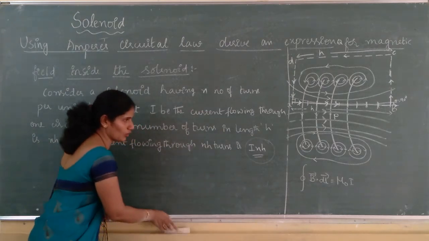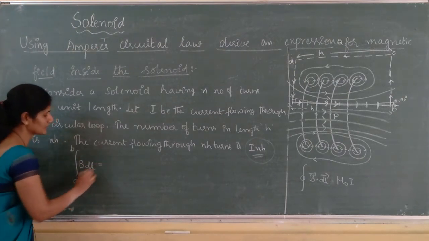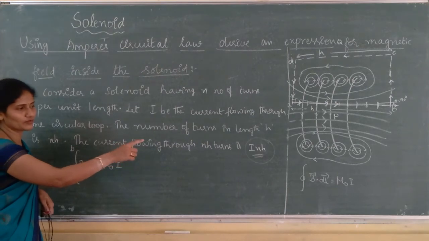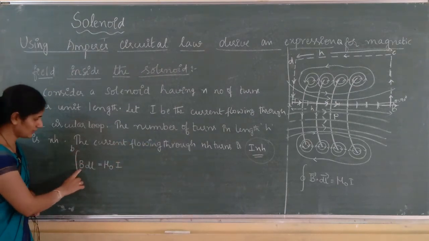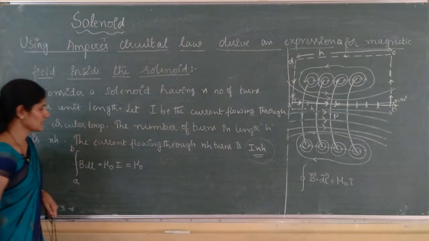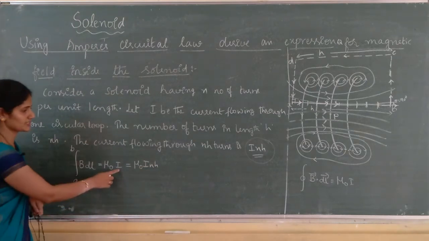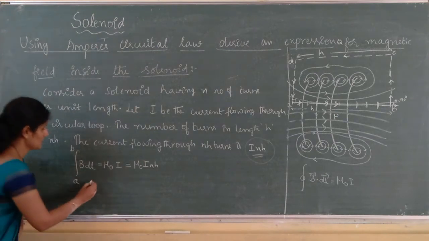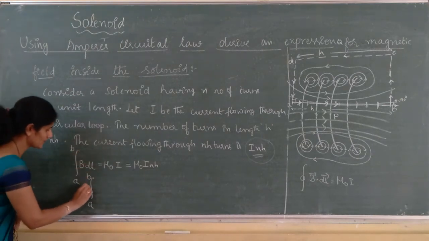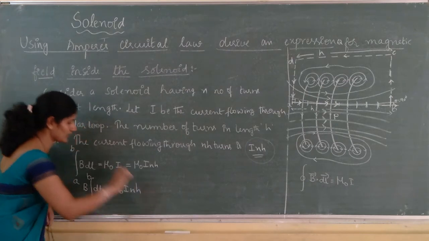So, using Ampere's circuit law, from A to B, B dl is equal to mu naught into I, because the closed line integral of B vector dot dl vector is nothing but the line integral B dl from A to B, which is equal to mu naught into I. So, mu naught into I is nothing but I n into h, where I is the current. From A to B, here B is the magnitude of the magnetic field, it is constant. So, I will write B outside, integration of dl is equal to mu naught I n into h.